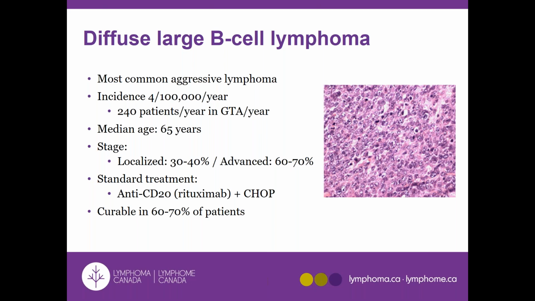About a third of the patients present with localized disease, so in just 1 or 2 parts of the body, the stage 1, 2 I highlighted before, and about 2/3 of patients have advanced stage disease, so stage 3 or 4. The standard treatment is with a chemotherapy recipe called CHOP, with the addition of a drug called rituximab that targets a specific marker on B lymphocytes, including B-cell lymphoma cells, called CD20. And this type of lymphoma is curable in about 60 to 70% of patients.